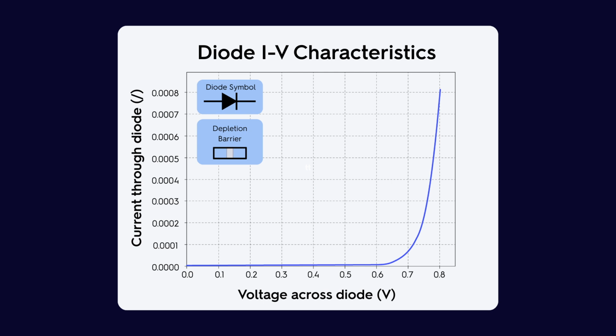Eventually, we reach a turning point. The current suddenly becomes extremely sensitive to voltage. That point is called the cut-in voltage, or knee voltage. For a typical silicon diode, it is about 0.7 volts. Here is the key idea. Before the knee, raising voltage changes current a little. After the knee, a small change in voltage can cause a big jump in current.